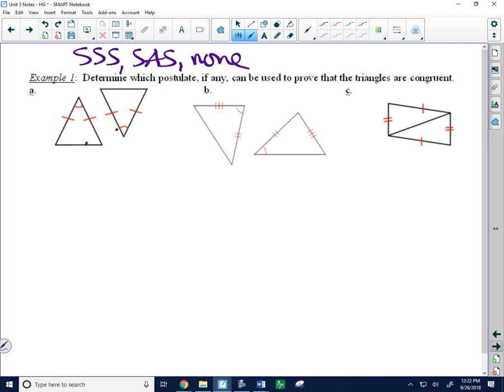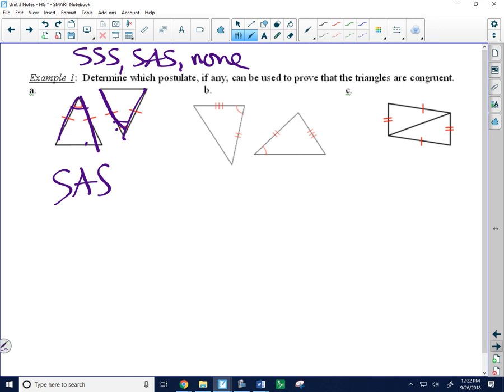Side angle side, as in SAS. Do you guys agree? I agree. Sure. Yeah, I do agree. Here's one pair of sides congruent, here's another pair of sides congruent, and there's a pair of angles, and the angle is included for each of those. So sounds good. Let's go B.